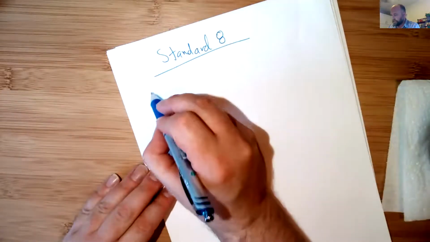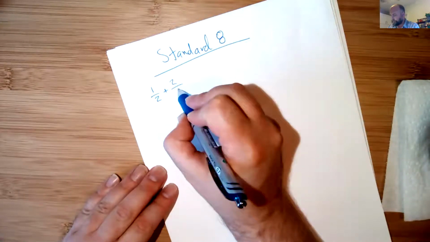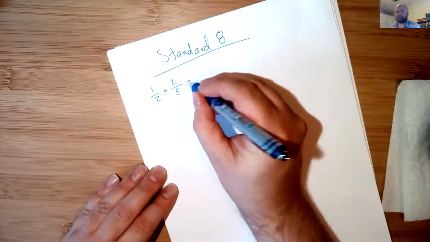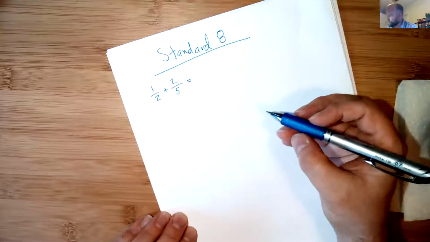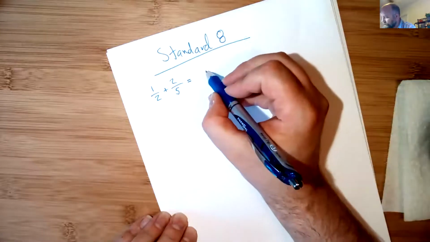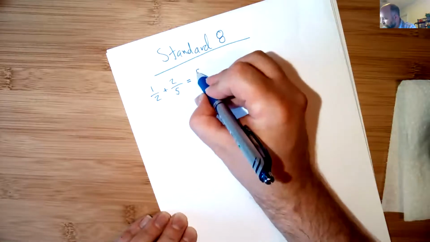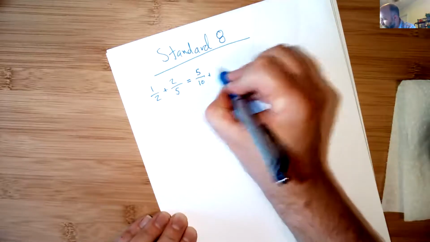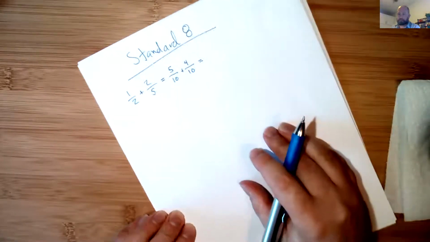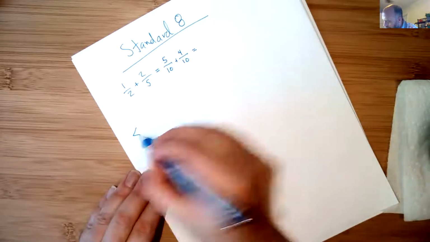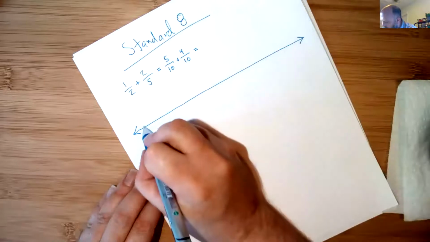So if I have two fractions that I want to add, if I give them a common denominator, which we did in the last video, 5/10 and 4/10, then I am now on a common scale.